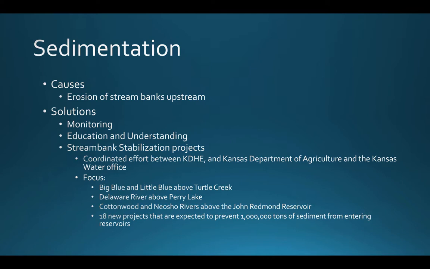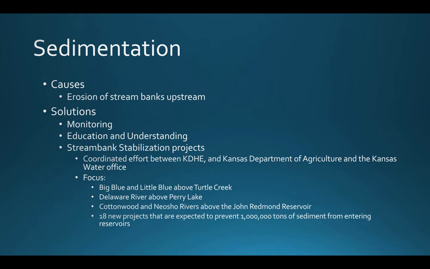This stream bank stabilization project became one of the focus areas for a lot of the regional advisory committees. It was a coordinated effort, and is an ongoing coordinated effort, between the Kansas Department of Health and Environment, the Department of Agriculture, and the Kansas Water Office. They identified some to start off with: the Big Blue and the Little Blue, which fed into Turtle Creek, the Delaware River, which feeds into Perry Lake, and the Cottonwood and Neosho Rivers, which fed into the John Redmond Reservoir. So those were some of the first ones in the stream banks that were stabilized, helping those reservoirs.